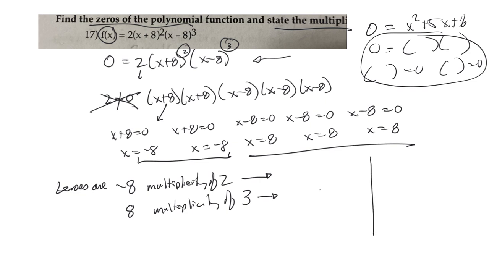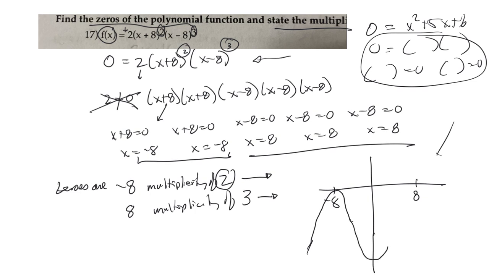So I could sort of graph this. So I have a negative 8 here and a positive 8 over there. This is positive, and it's an odd degree polynomial because 2 plus 3 is 5. So the highest degree would be 5. So it's going to start low and end up going high. So at negative 8, since there's a multiplicity of 2, it'll come up and bounce off of that and come back down. And then it'll come back up to this one. Since the multiplicity is 3, it bends through that one. So it does a little bend and goes up like that.